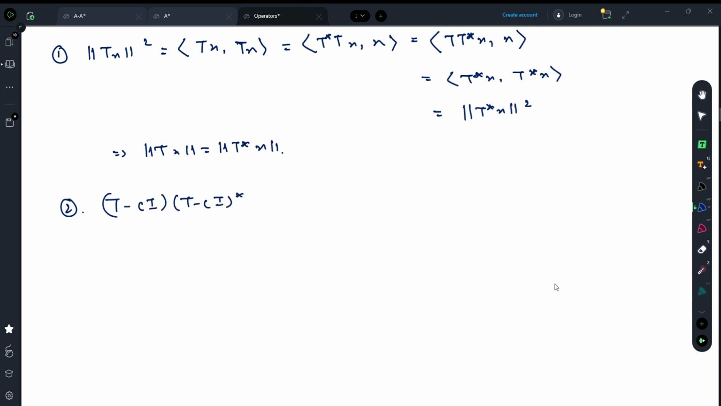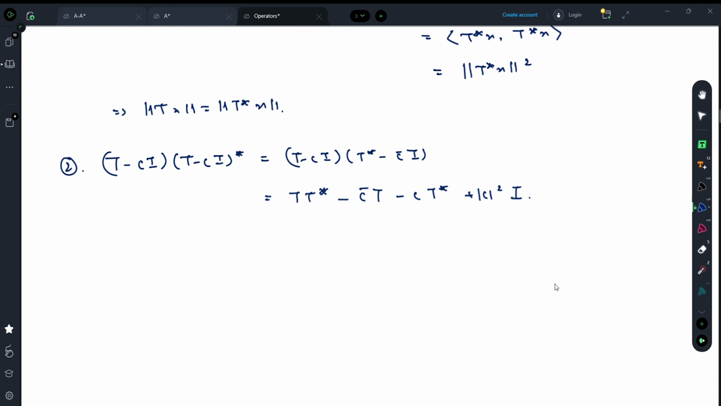Number two, carefully observe what happens if I consider (T − cI)(T − cI)*. This is precisely (T − cI)(T* − c̄I). I just distribute it out. I will get TT* − c̄T − cT* + |c|²I, because I have c times its conjugate, so |c|².